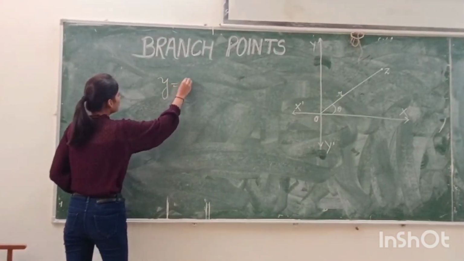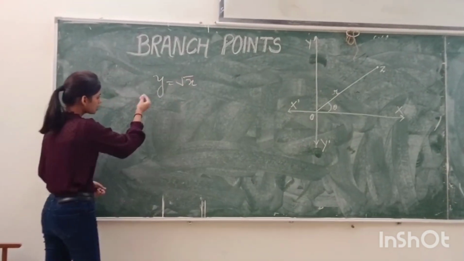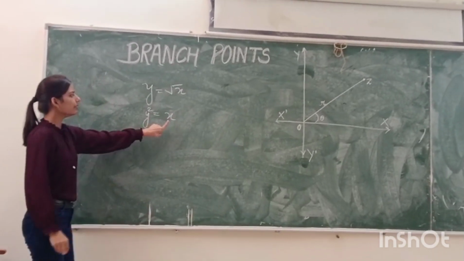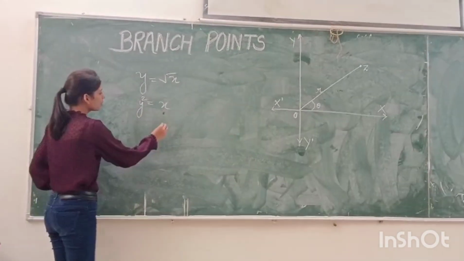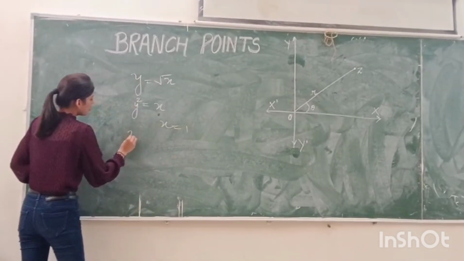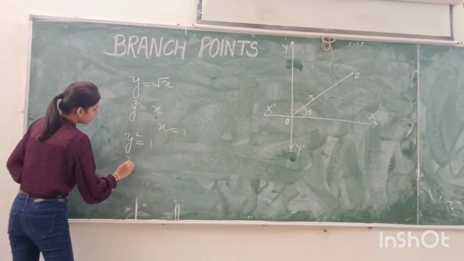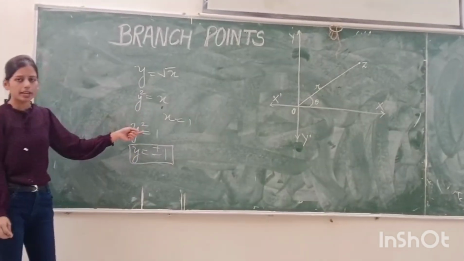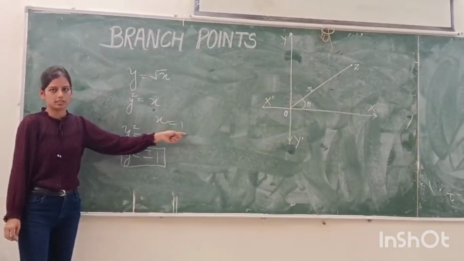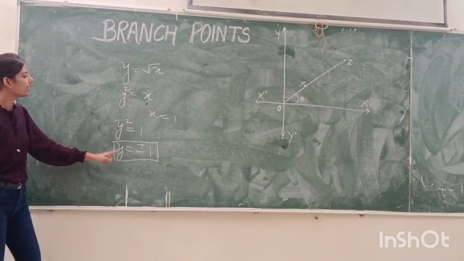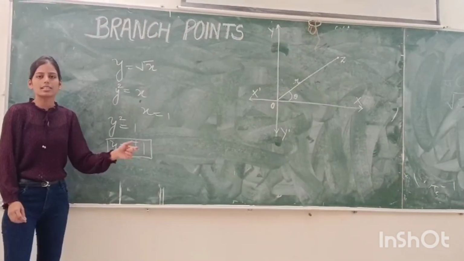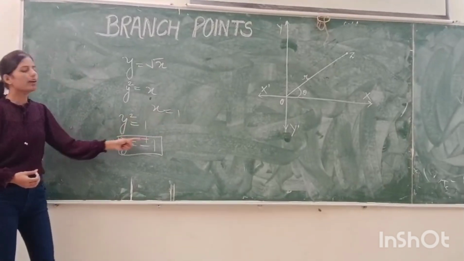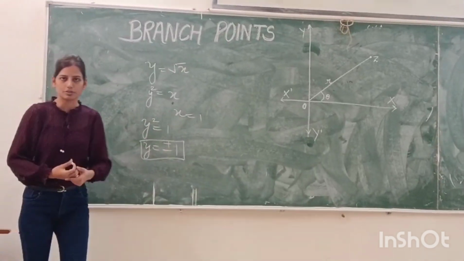See, y is equal to root x. So what we can write here is y square is equal to x. So for one value of x, let us consider x is equal to 1. Y square will be 1 and y value will be plus minus 1. So what we saw here is, if we take one value of x, we get two values of y, that is plus 1 and minus 1. This is called a multi-valued function. It means for one value of x, we are getting two values of y.